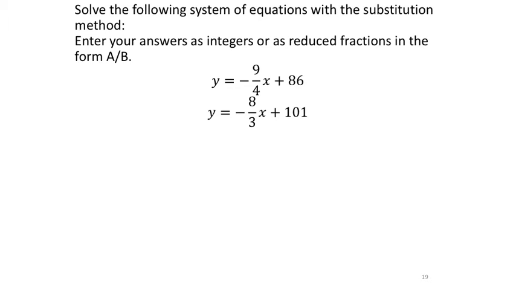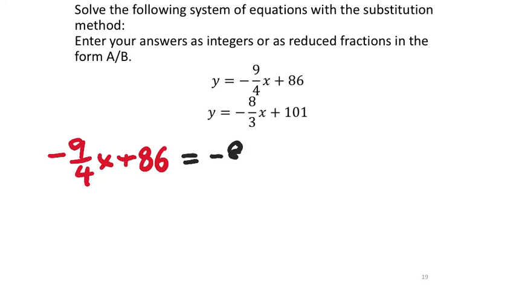and that's going to be the first y. I'll do this one in red. It's negative 9/4 x plus 86 equals the second one, which is negative 8/3 x plus 101. Okay, what I did right here is I took the first equation and I replaced what y was, negative 9/4 x plus 86, and I replaced this y with that. That's what I did right there, okay?